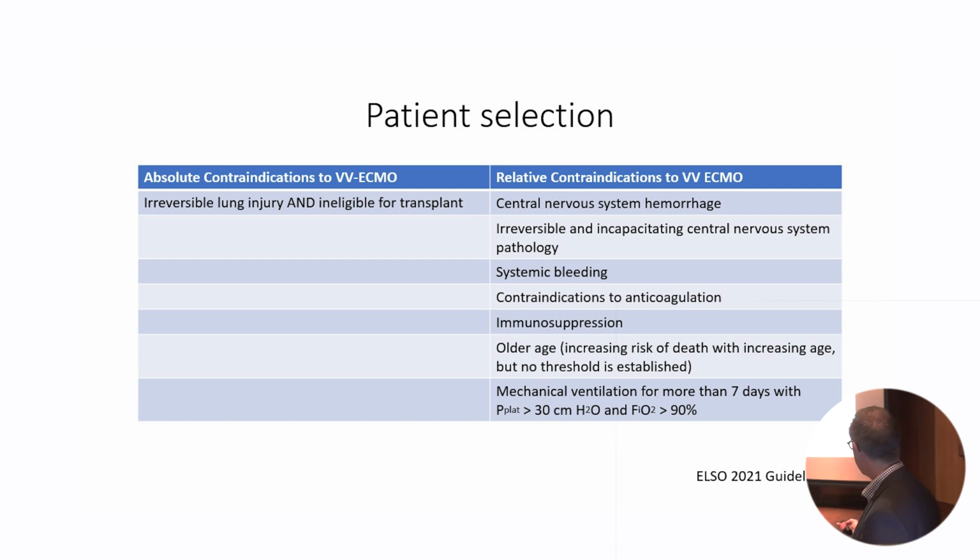But you need to be on anticoagulation for ECMO, so systemic bleeding, central nervous system hemorrhage, and contraindications to anticoagulation matter. Age is an important predictor of mortality. The inflection point, unfortunately, is actually around 40. So if you're over 40, your mortality starts to go up, and then every decade of life after that, your mortality goes up on ECMO, unfortunately. And then we talked about the ventilator thing.